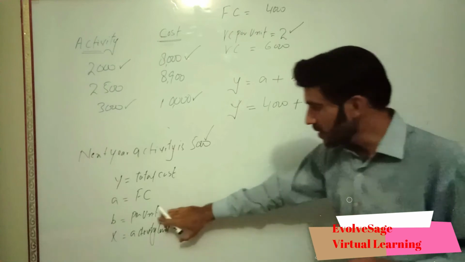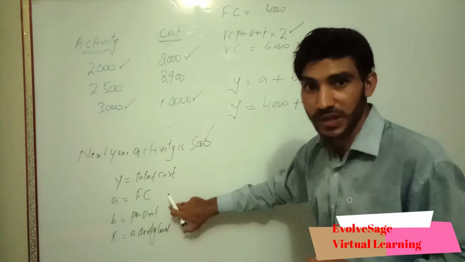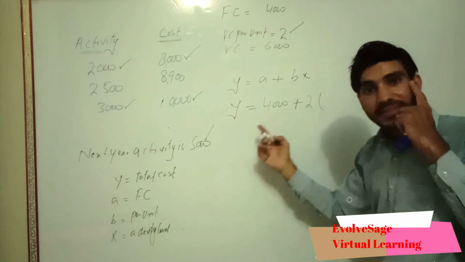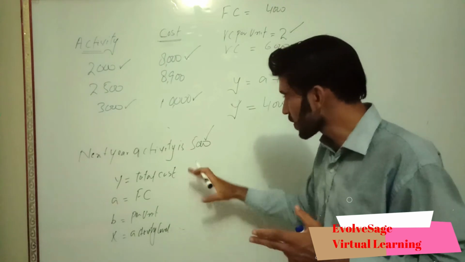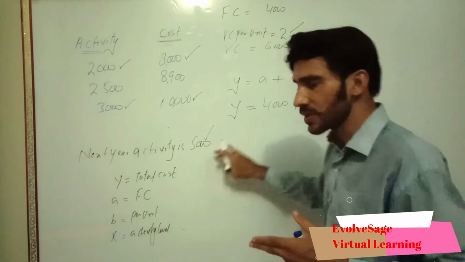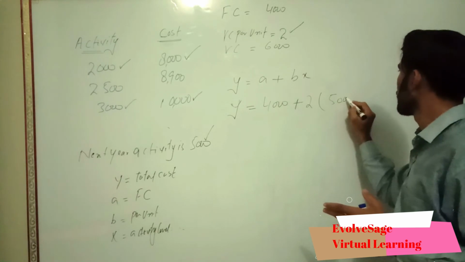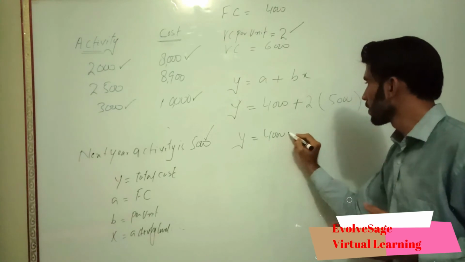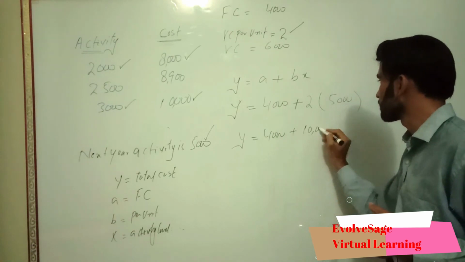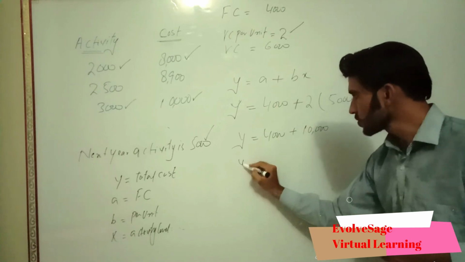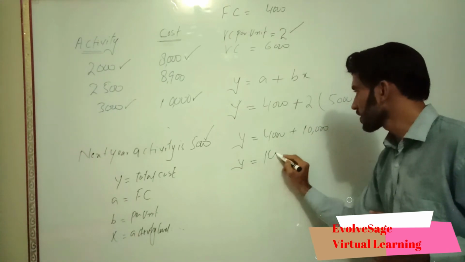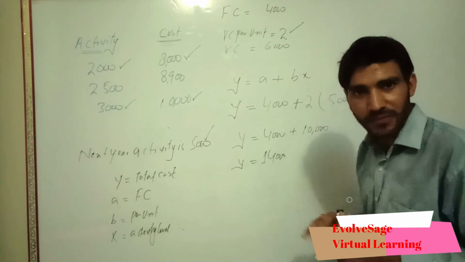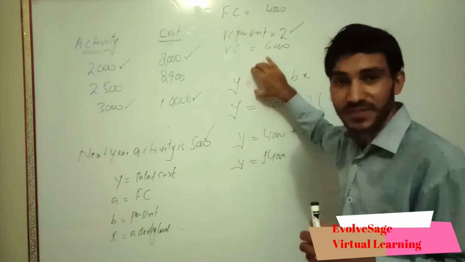b represents your variable cost per unit. It is 2, and x represents your activity level. So your activity level here is 5,000. So y equal to 4,000 plus 10,000. So your y equal to 14,000. So your total cost is 14,000. We have calculated it on the basis of this equation.